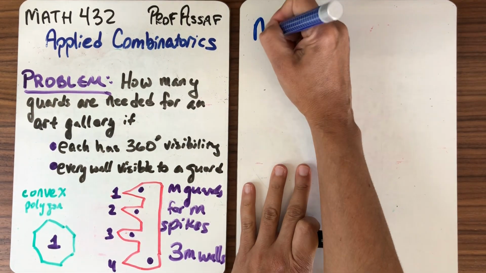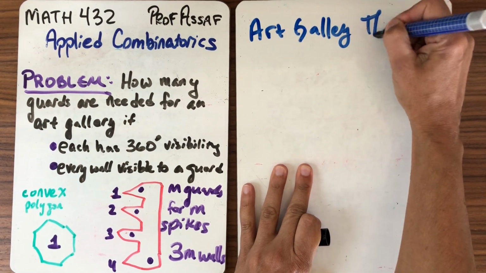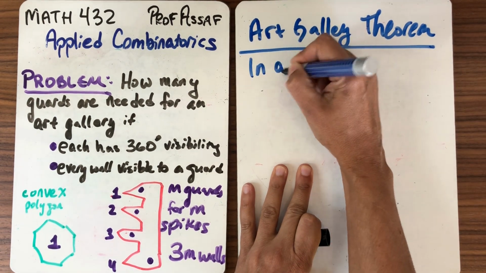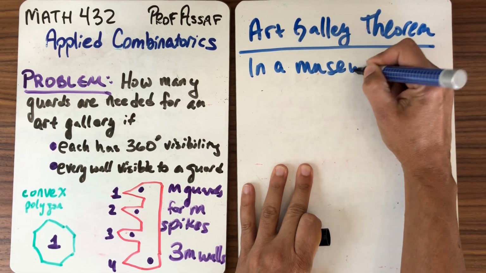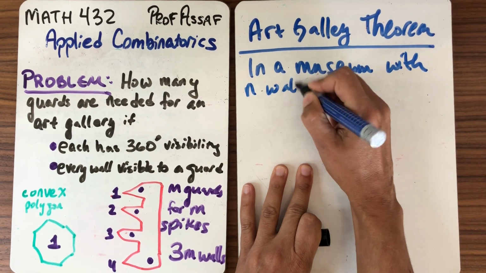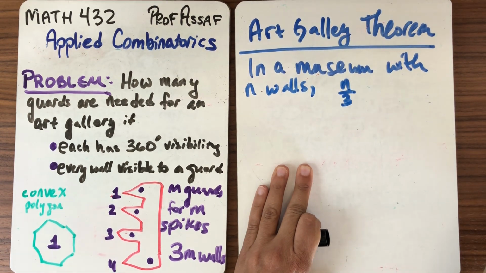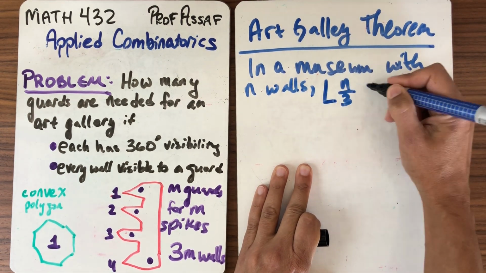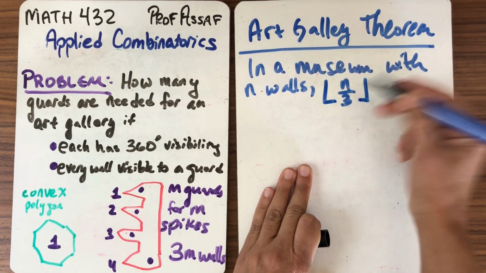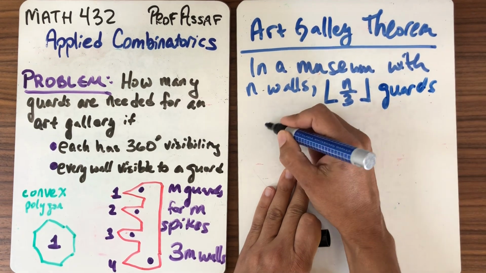So we can state the art gallery theorem: in a museum with N walls, N over 3, and now you have to think, well, that might not be an integer, right? But we'll take the floor of it. That'll be an integer. So you take N over 3, and then you just remove the decimal part. The floor of N/3 guards suffice.